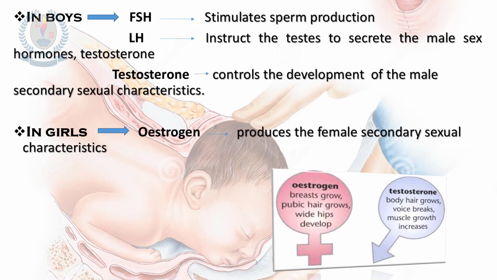In the next slide, we are going to find out what the secondary sexual characteristics of males and females are separately. Until then, just remember these things. These are the changes which happen in the boy's body through the actions of the FSH, LH and testosterone hormones. In a girl's body, the main female sex hormone is estrogen. This estrogen produces the female secondary sexual characteristics.